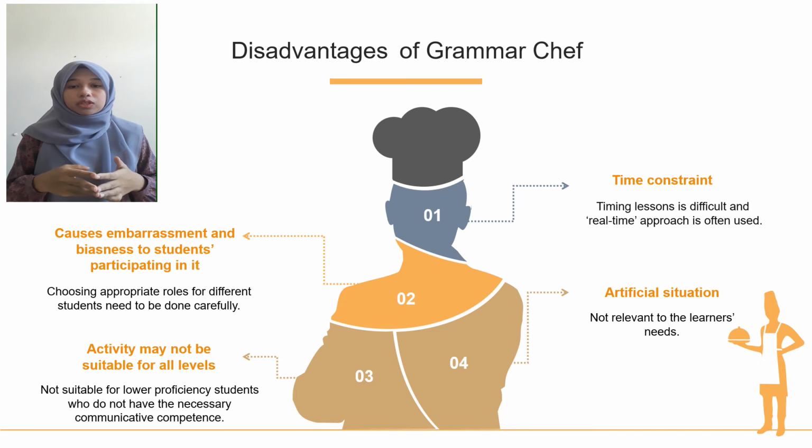The third disadvantage is that the activity may not be suitable for all levels. This is because role-play and simulation activities that require a lot of discussion and conversation are not suitable for those who have a lower proficiency level or don't have the communicative competence intended. This is more appropriate for those at intermediate and advanced proficiency levels because they already have the background information and the communicative competence that are necessary for them to perform the task.